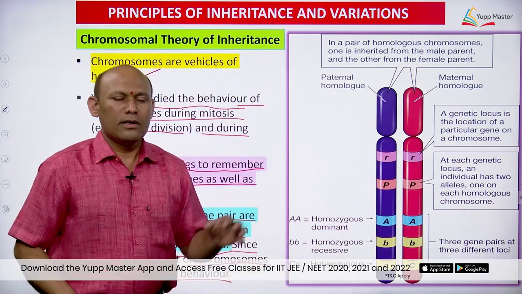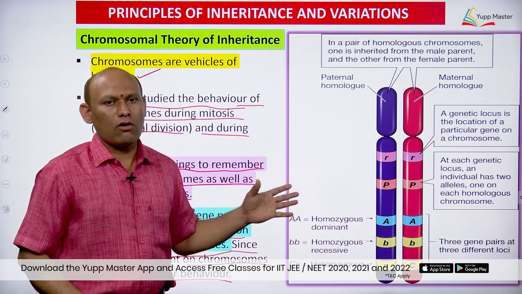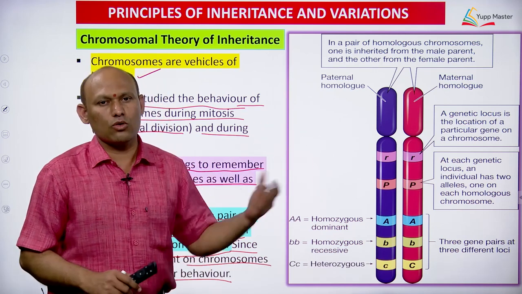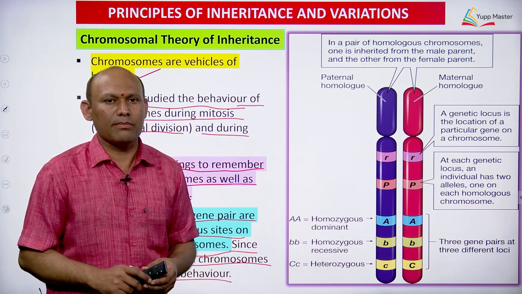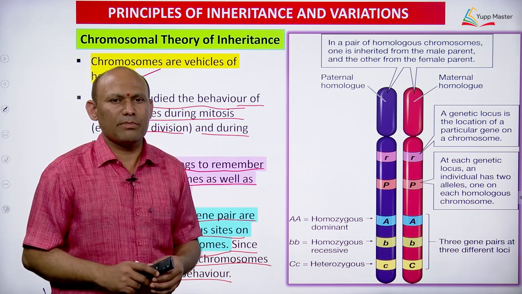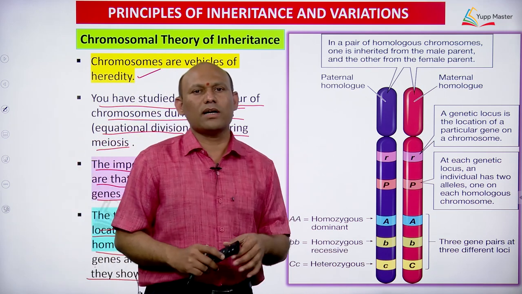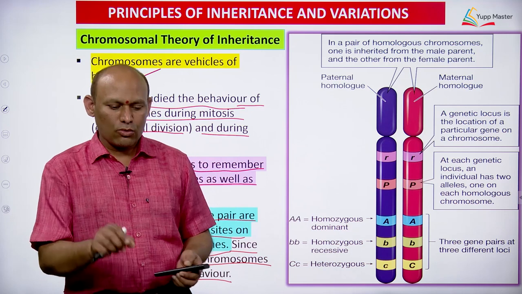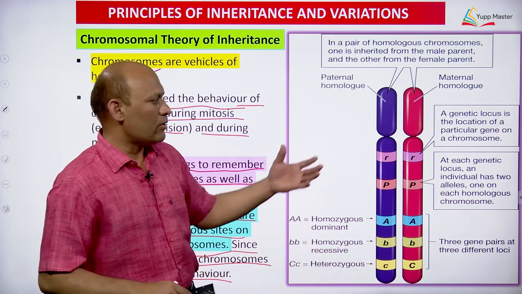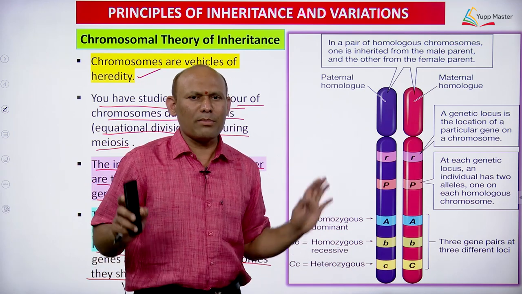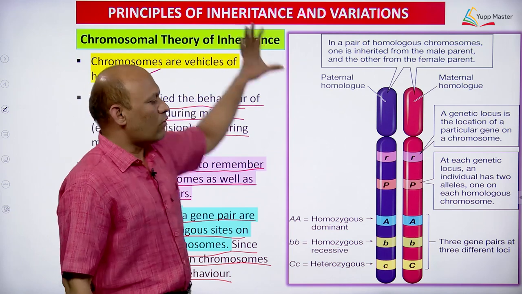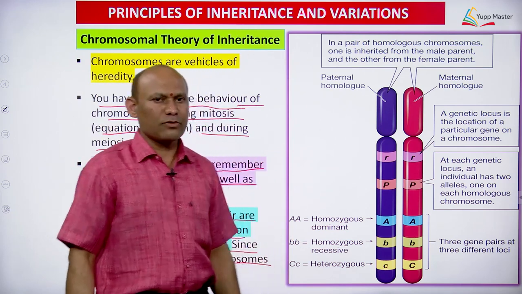Again, I have observed that everybody has a problem with this chromosomal theory of inheritance. They don't understand it fully, just 60, 70, 80 percent, so 20 percent they don't understand. They just try to read whatever is there in NCERT, but they never try to get the concept. No problem, I am trying my level best to make you understand the concept of the topic. For that purpose I have brought so many diagrams for you, dear students.